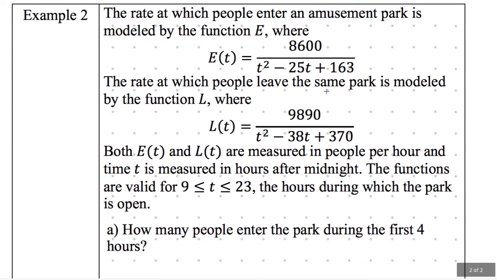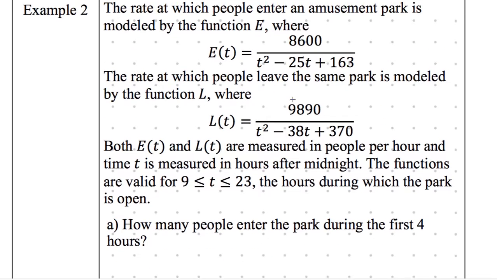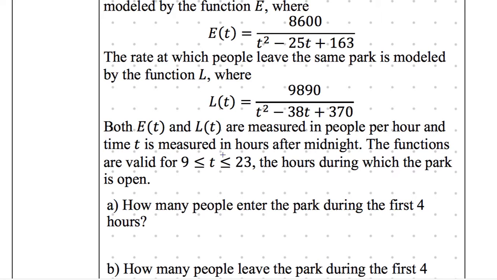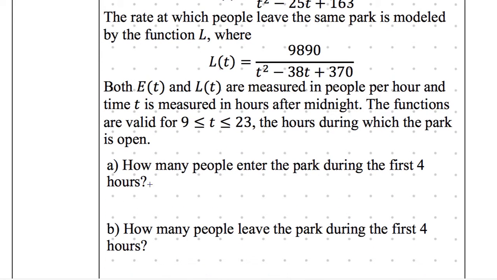I like that. So, example 2, same problem as before with correct numbers. Let's go ahead and just revisit this. We have people entering at this rate, people leaving at this rate, and it's valid between 9 and 23 hours because that's the time when the park is open. The question now: how many people enter the park during the first 4 hours? What are we really calculating here? Symbolically, write down the symbolic representation. It is a point on the AP test. What is the symbolic representation of what we're doing?